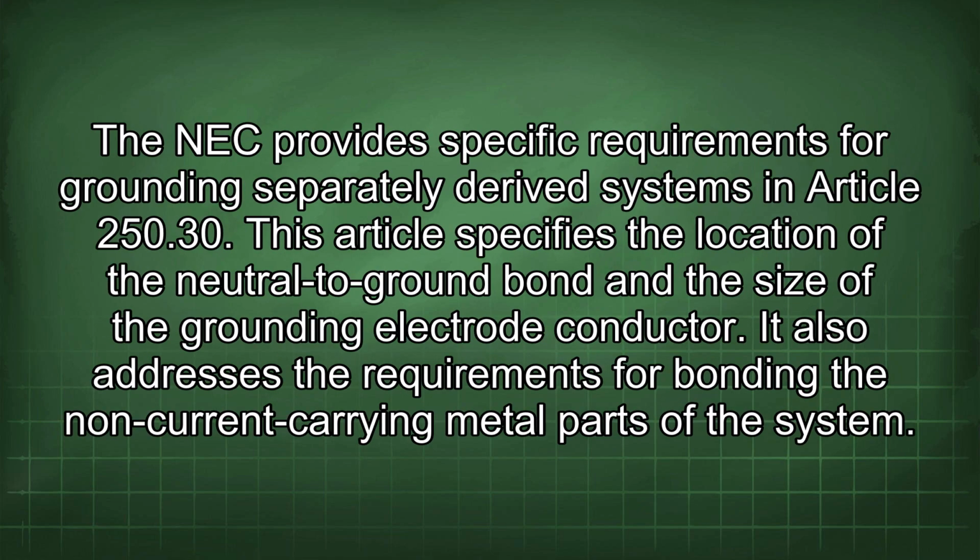The NEC provides specific requirements for grounding separately derived systems in Article 250.30. This article specifies the location of the neutral to ground bond and the size of the grounding electrode conductor. It also addresses the requirements for bonding the non-current carrying metal parts of the system.